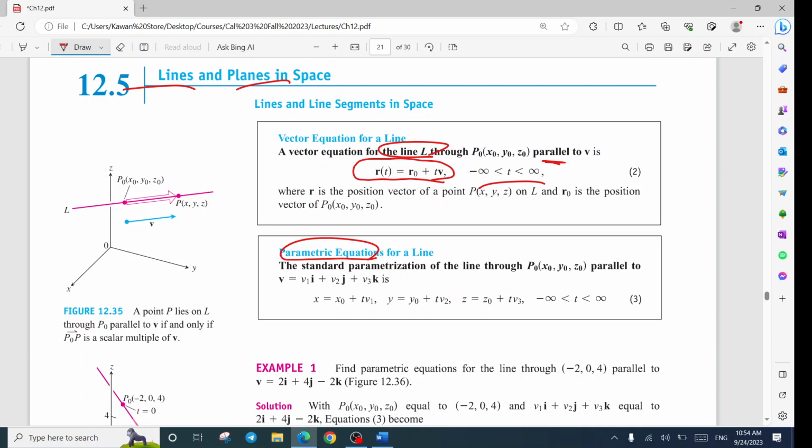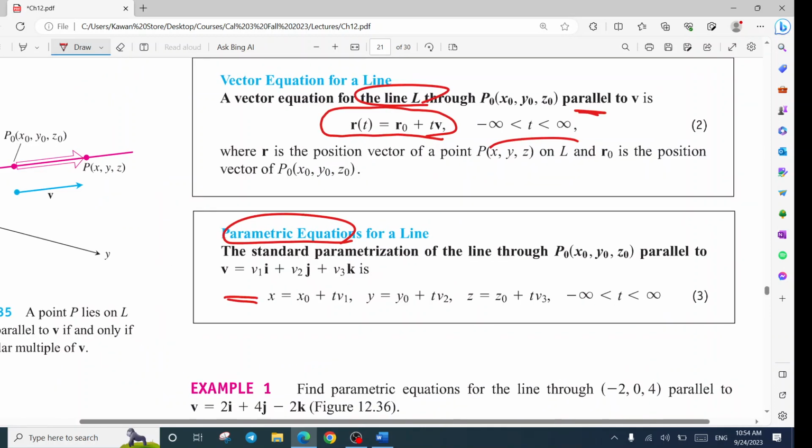So here we are, you can see from here, this is the equation. An equation should have x and y, right? Or z, depends on the situation. So you can see the equation is x equal to x naught, meaning some such point, plus T V1. What's V1? V1 is from the i location.